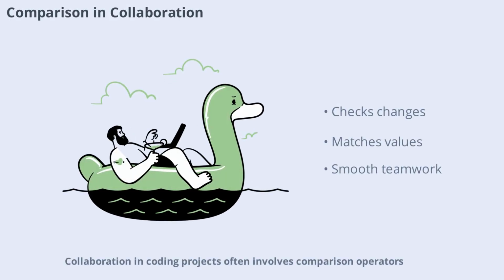Collaboration in coding projects often involves comparison operators. For example, you might check if changes are needed or if values match across different files. This helps teams work together smoothly.